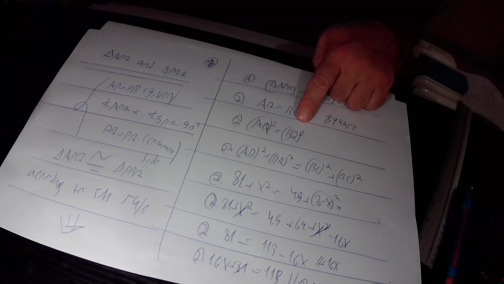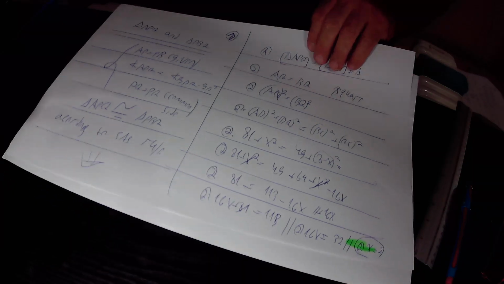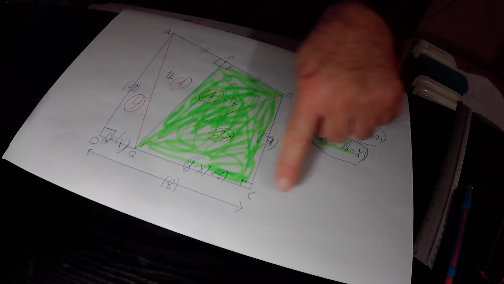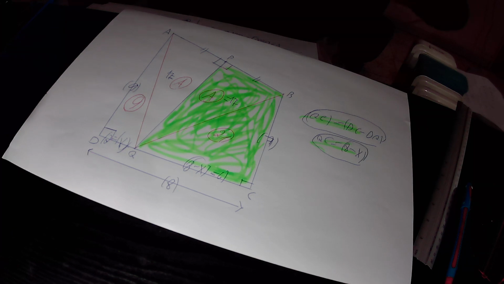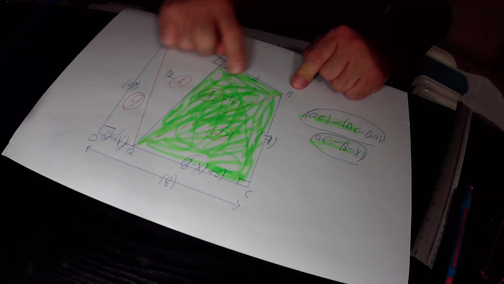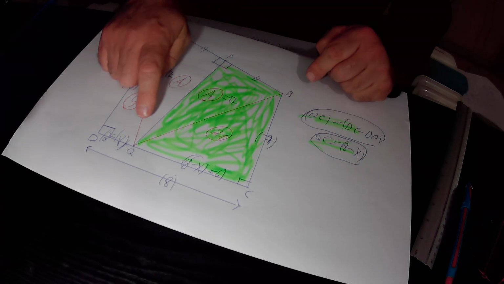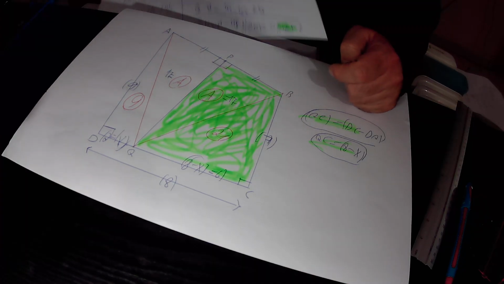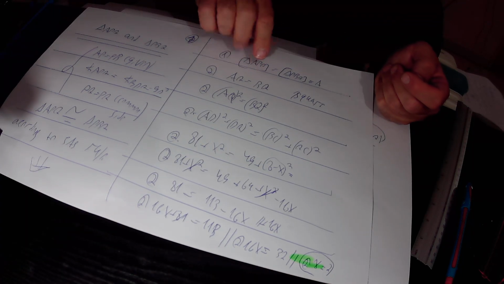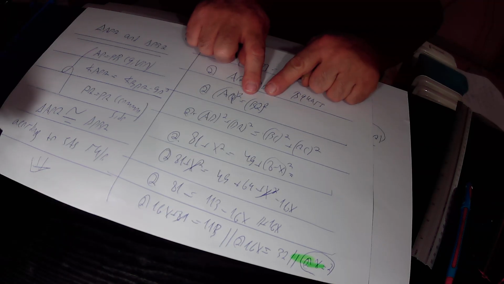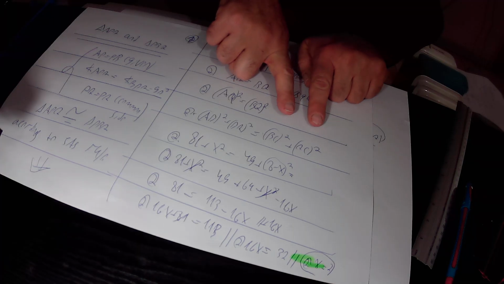Likewise, what is the value of BQ squared? In this green right triangle BQC, according to the Pythagoras theorem, BQ squared, the square of the hypotenuse, must be equal to BC squared plus CQ squared. Therefore, we substitute BQ squared in equation 2 by BC squared plus CQ squared.